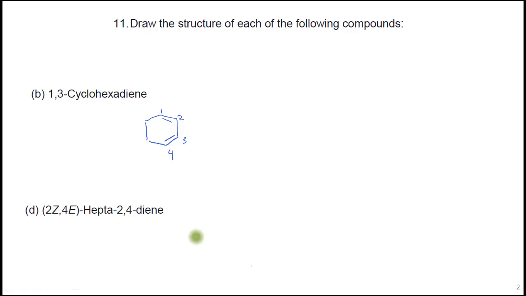and at 2 it's Z, so I will usually start with the Z, and in order for it to be Z it has to be cis, and this is 1, 2, and then 4 is going to be E, so that is opposite. 1, 2, 3, 4, 5, 6, 7. So that's how you would go about drawing those two.